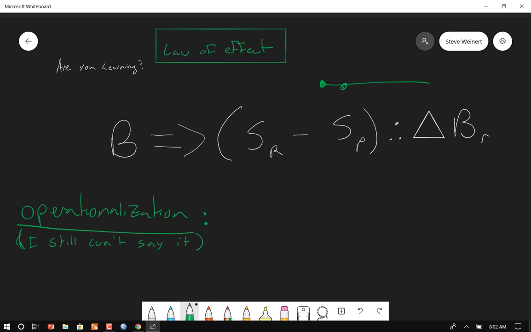Okay, so when we talk about something that I still can't say, operationalization. I only get two or three times a day that I can say it properly. So, does anybody remember what this word means, when you operationalize something? Come on, Quiet Class 2.0, let's go. It's a behavior defined by its measurement.